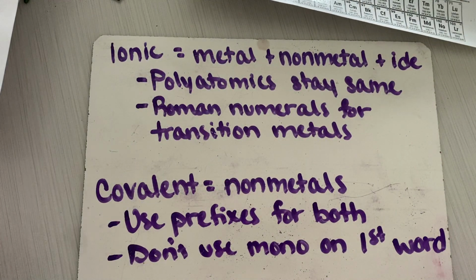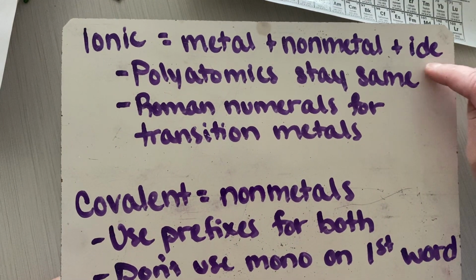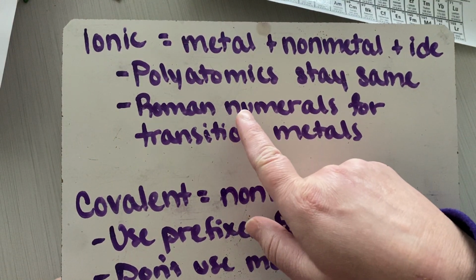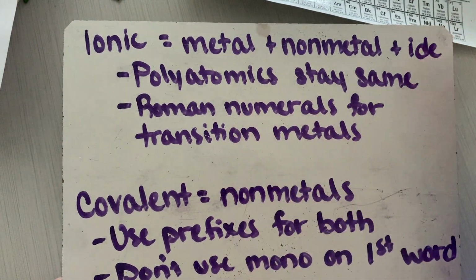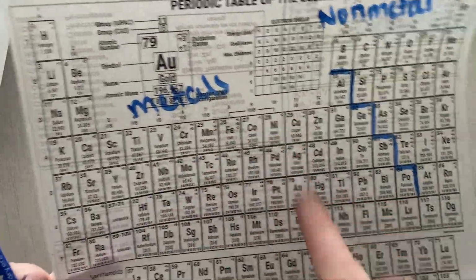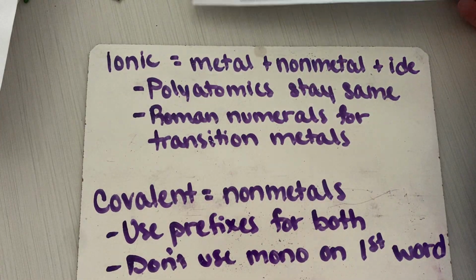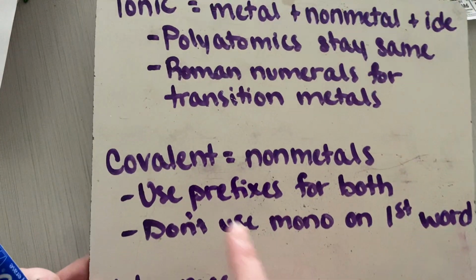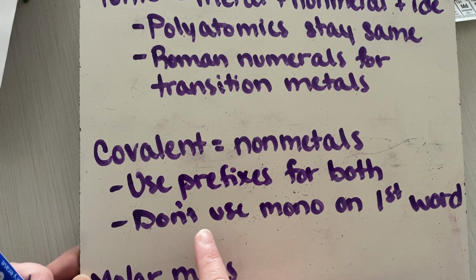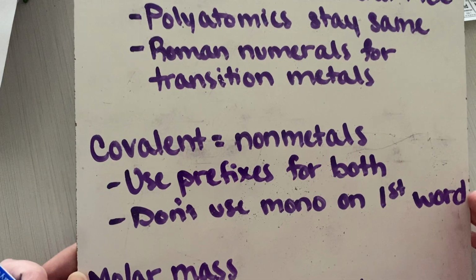Okay, so remember, ionics are made of metals and nonmetals and have "ide" at the end of them when you're naming them. Polyatomics stay the same. Roman numerals for transition metals. And remember, our transition metals are here, and we do have some down in here also. Okay, our covalent are the nonmetals. They use prefixes for both, except we don't use mono on the first word. That's really all you need to worry about those.